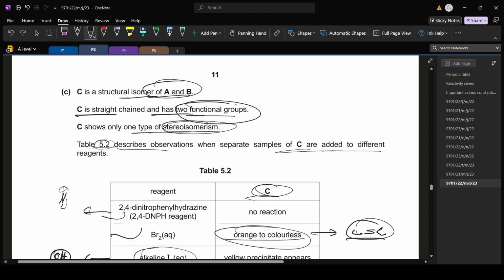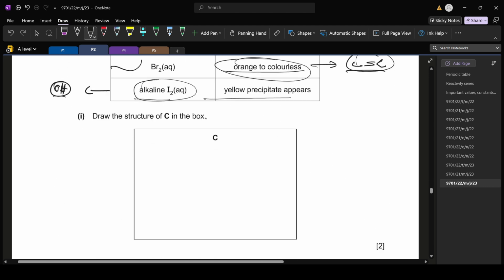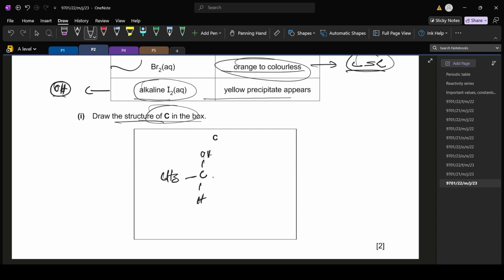I told you that there are 2 functional groups. Now draw the structure of C. So C is going to be CH3, COH. This OH group will be attached to the methyl group. That's why it will give a positive test with alkaline iodine. So CH3, CHOH, then CH2, CH, and double bond CH2.